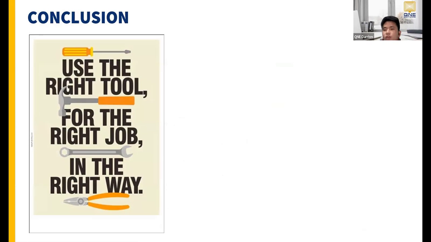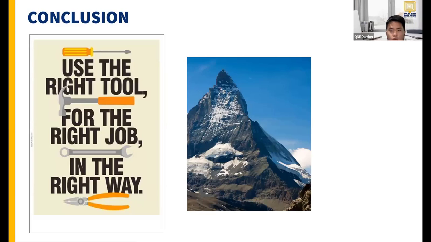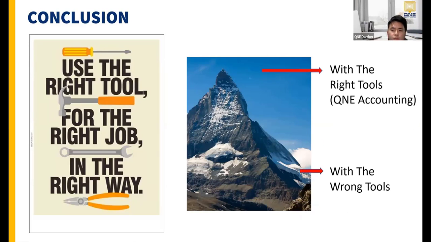So if I can summarize today's main takeaway, it would be this saying right here: use the right tool for the right job in the right way. This applies to anything that you do, whether it's accounting, tax, or even climbing a mountain. With the right tools, you can make it all the way to the peak of the mountain. With the wrong tools, you will end up falling into the pit of danger, and that's not really what you want, right? The penalties will be in the pit of danger.